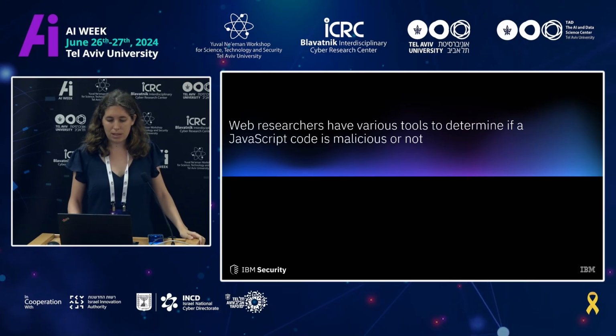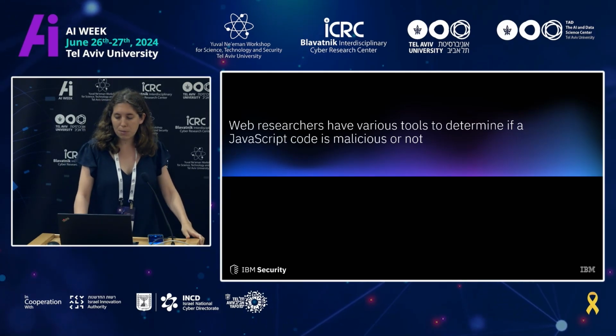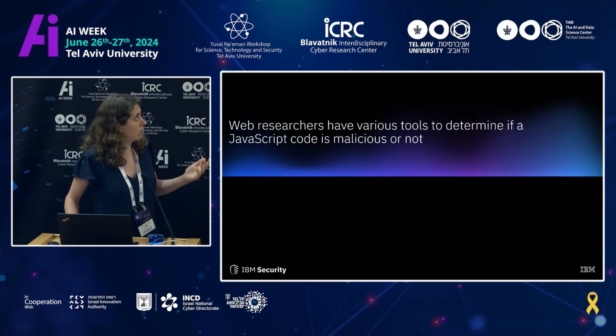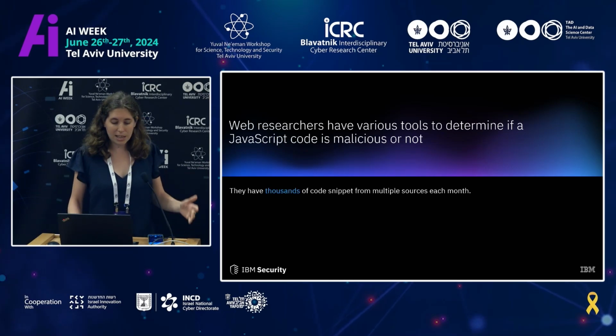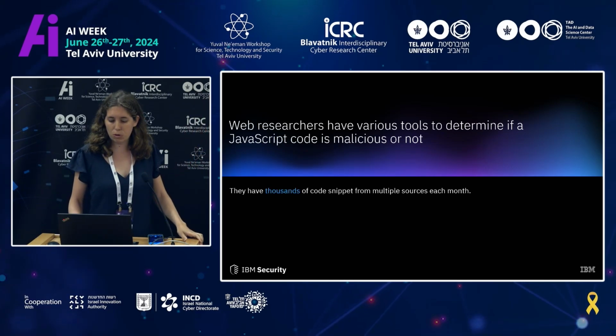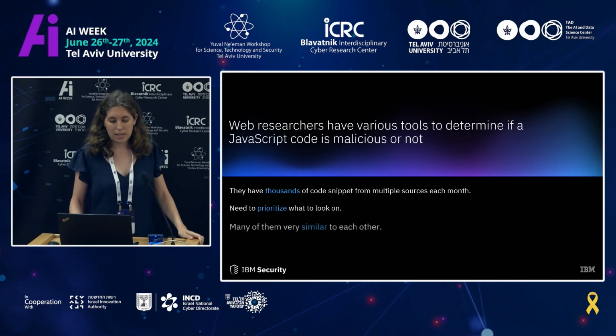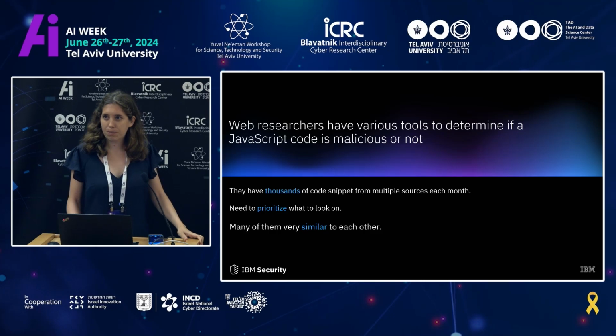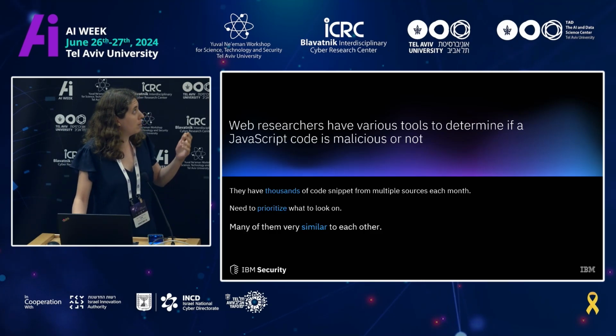So in our lab, web researchers have various tools to determine if a JavaScript code is malicious or not. But they have thousands of code snippets from multiple sources each month. They need to prioritize what to look at, and many of them are very similar to each other. And I want to focus on this similarity.